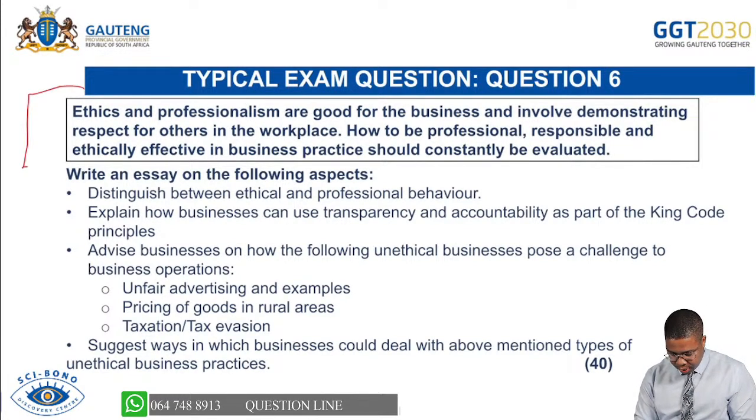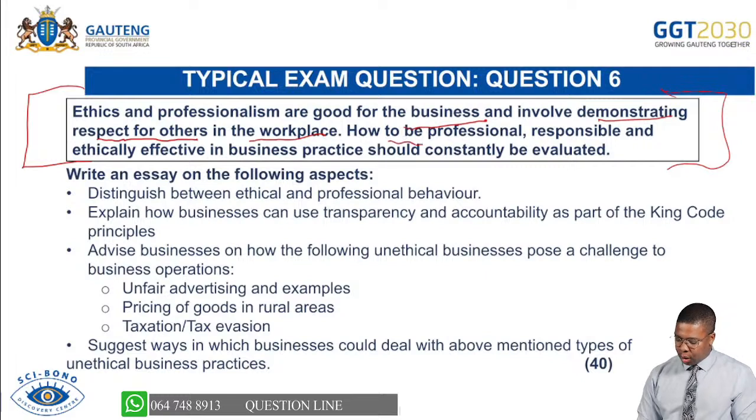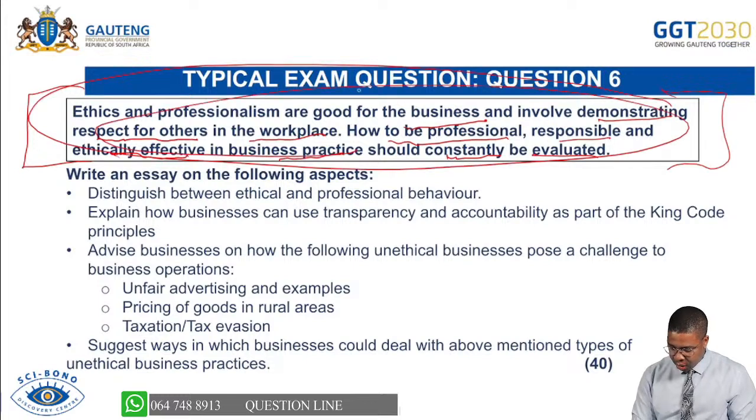the preamble. By now you should be knowing that you don't take anything from the preamble. So ethics and professionalism are good for the business and involves demonstrating respect for others in the workplace, and how to be professional, responsible, and ethically effective in business practices should constantly be evaluated. Now, the instruction. I said we don't quote anything here. No quoting.